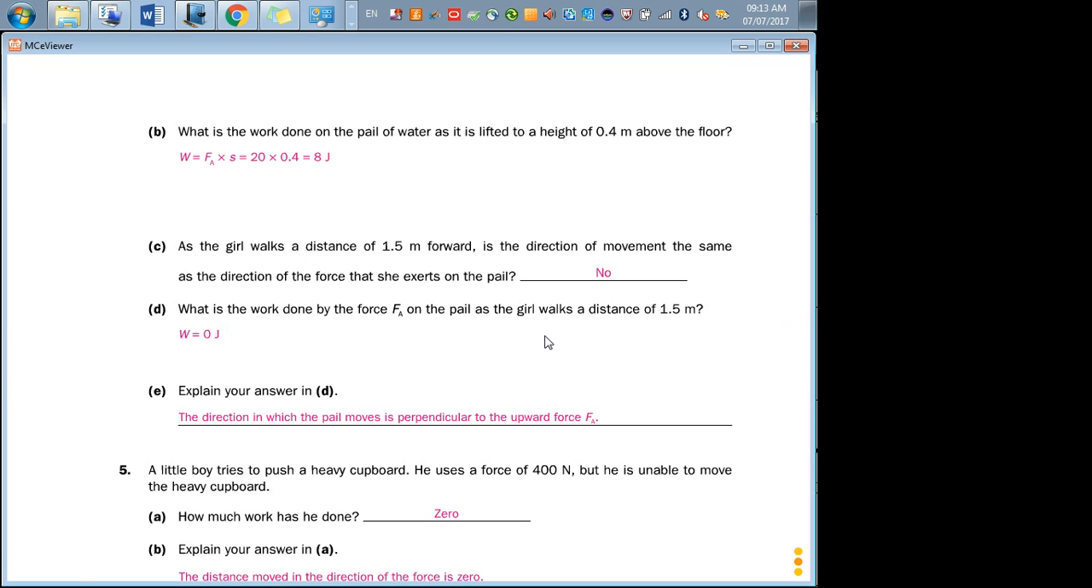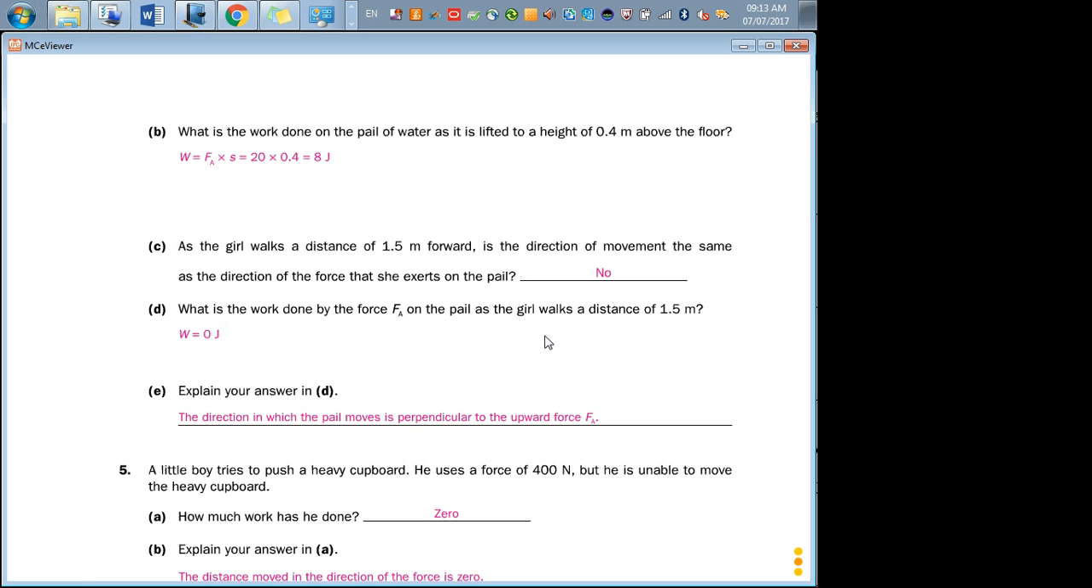So next, the girl is holding the pail of water. She is still exerting a force upwards. Now she walks a distance of 1.5 meters forward. Is the direction of movement the same as the direction of force she exerts on the pail? The force she is exerting on the pail is still upwards, no change. But she moved forward. So the direction, are they the same?